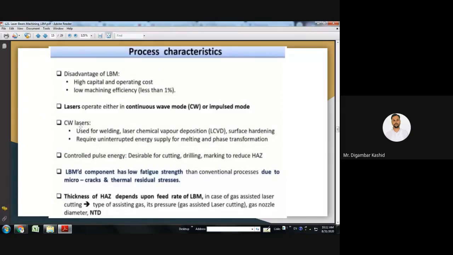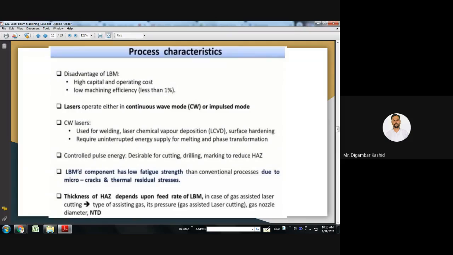So these lasers can operate in the continuous mode, or they can be operated in the impulse mode. Continuous wave lasers are used for welding purposes. Laser chemical vapor deposition is a surface engineering topic we are going to discuss in the last chapter, where we have the chemical vapor deposition point.